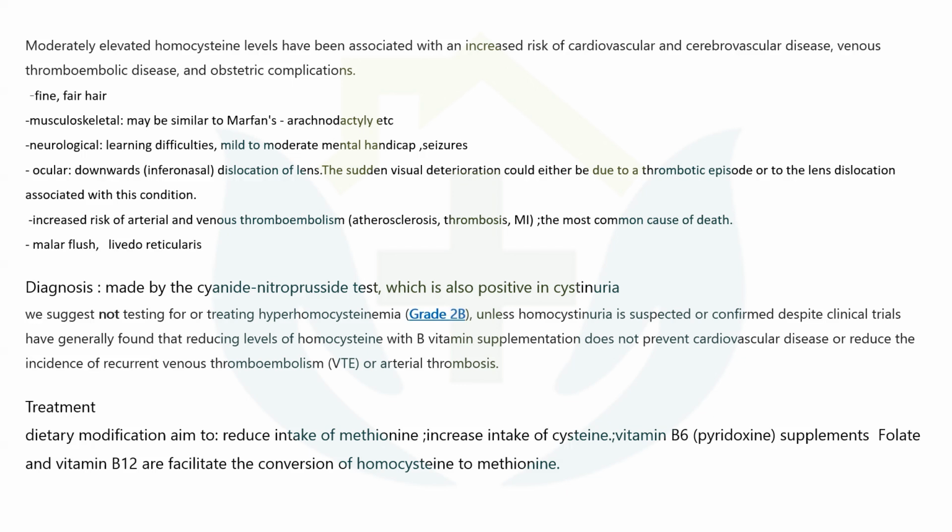And in many cases, vitamin supplementation works a lot. So the main issue is to reduce the intake of methionine and increase the intake of cysteine. And we also supplement vitamin B6, B12 and folate. As we see in the metabolism, these are the vitamins which help in the metabolism of homocysteine to cystathionine and also to methionine. So this decreases the level of homocysteine actually.